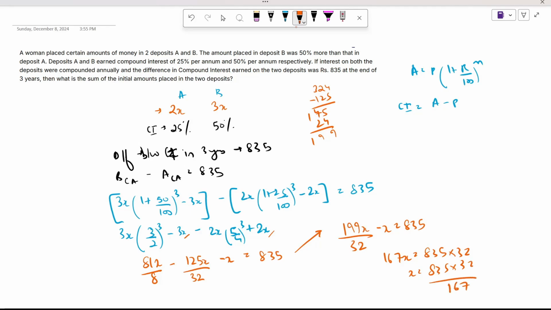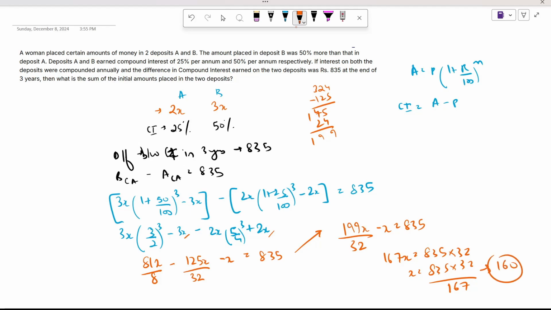So let's calculate the value. You can use the on-screen calculator for this. So 835 into 32 divided by 167. This comes out to be 160. So the value of x comes out to be 160.